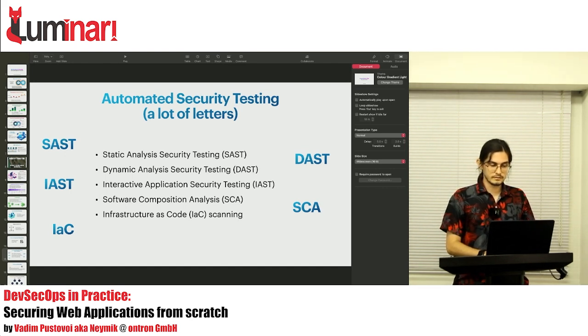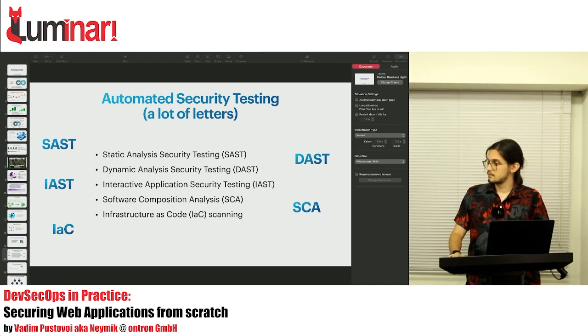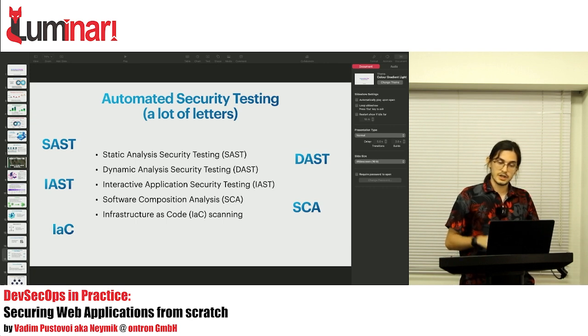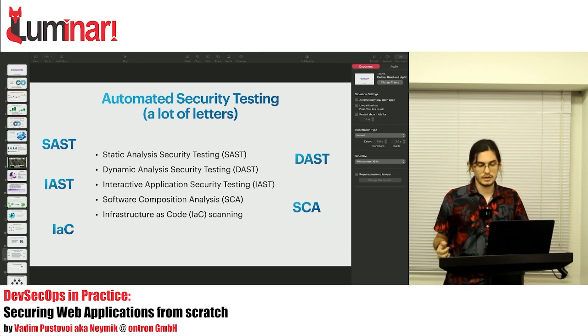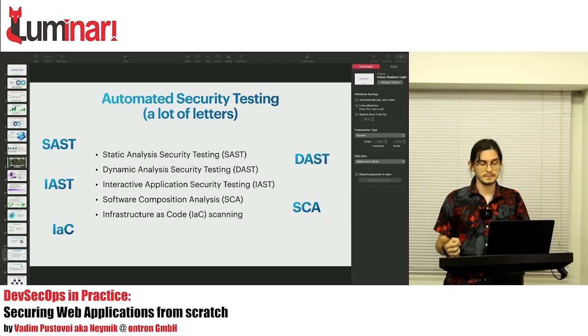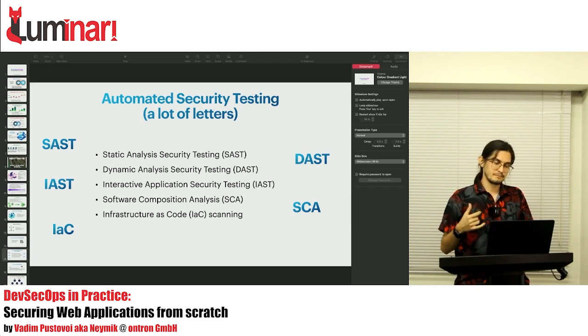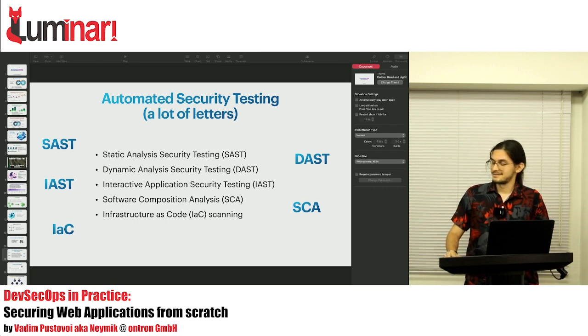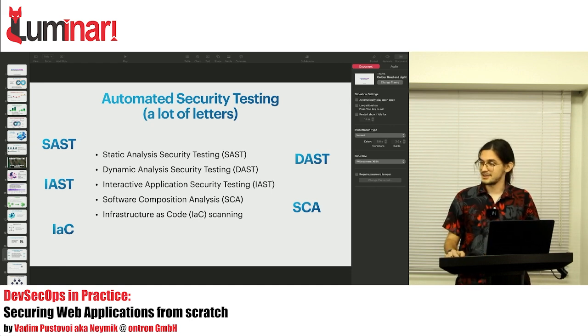The second one is DAST. Also security testing, but on running applications. I'd say that general pen testing of applications also goes there, and only that way we can test the application and be really sure that our tests are good, because attacks on running applications can be done by hackers if they want to.